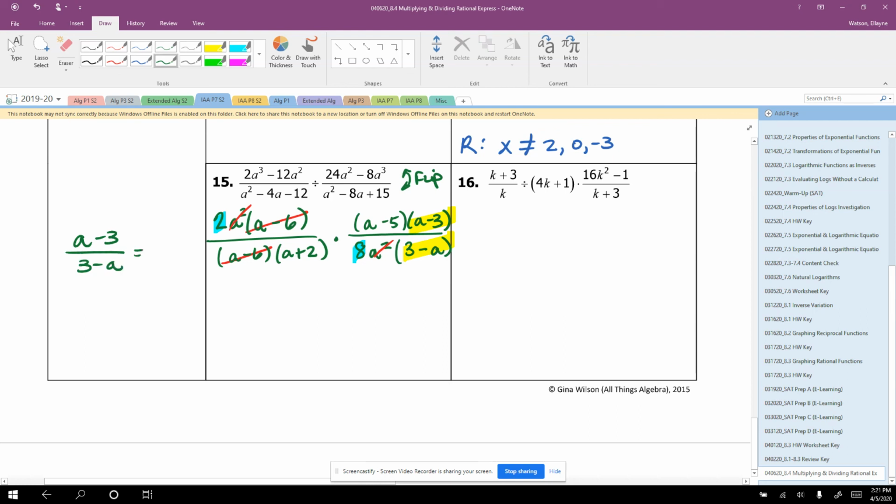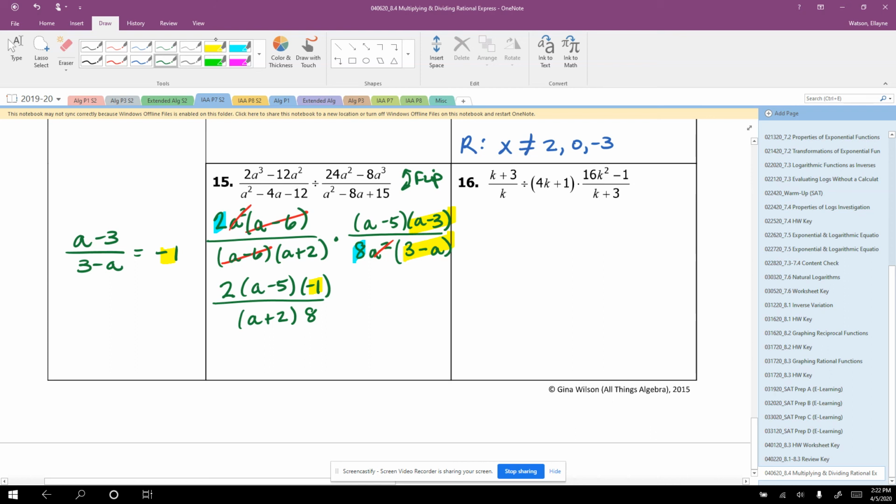Going back to the original problem, on the first side, as well as on number 12, a minus b over b minus a equals -1. So I am going to reduce that to -1. So what do I have left here? I have 2 times a minus 5 times -1. I'm putting it on top. On the bottom, I'm left with a plus 2 and an 8.